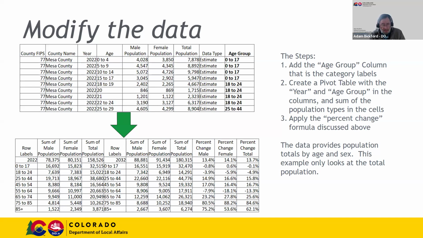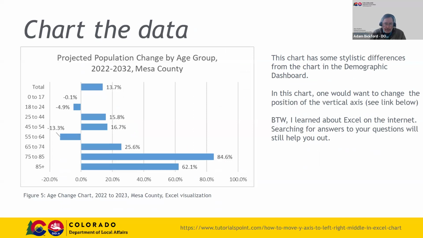And in this case, it's a little bit different. This 13.7% is the difference in the total population for 2032 minus the total population in 2022, divided by the total population in 2022. Right. And then you go and you do the plot.